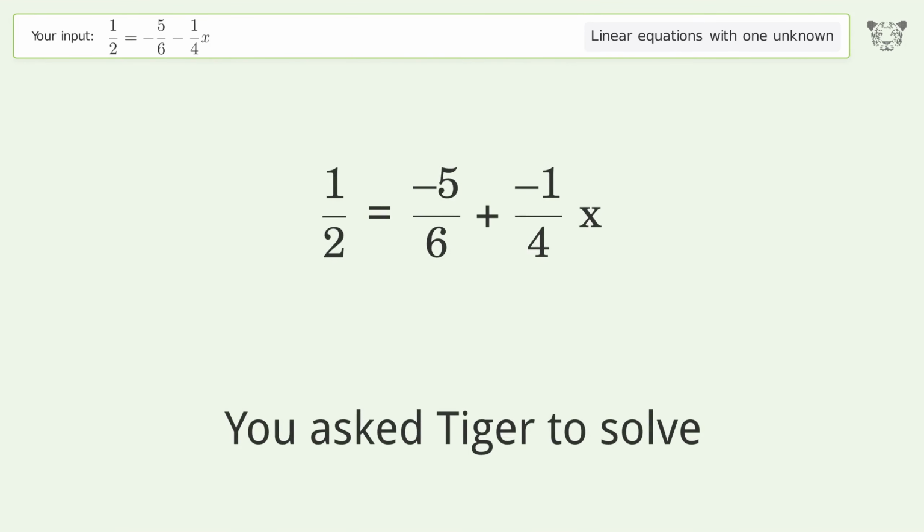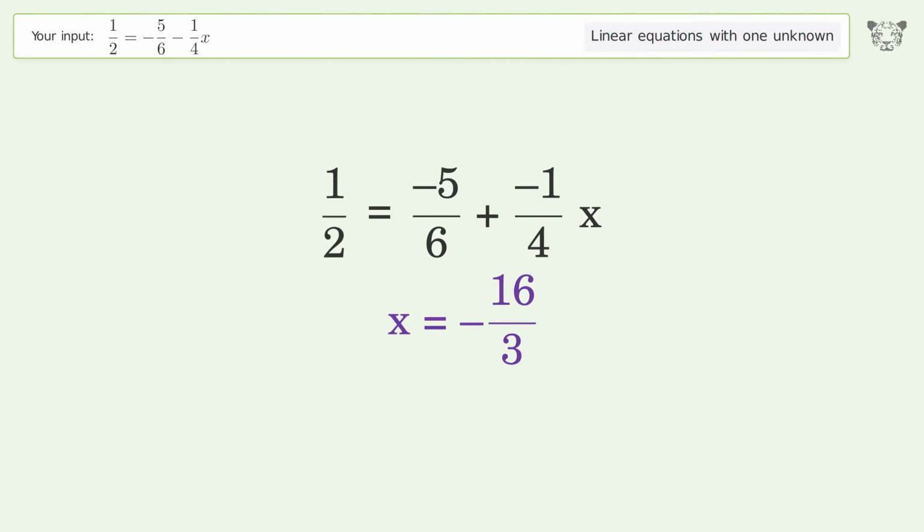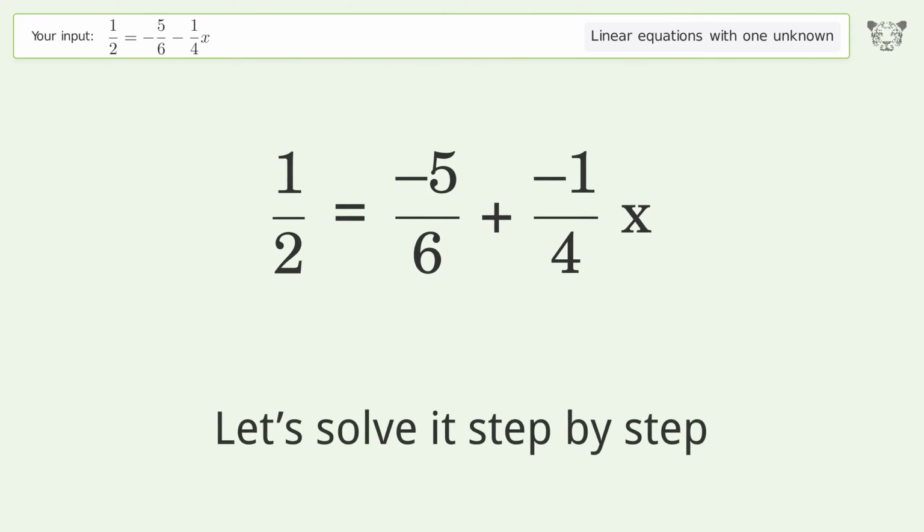You asked to solve this. This deals with linear equations with one unknown. The final result is x equals -16/3. Let's solve it step by step.